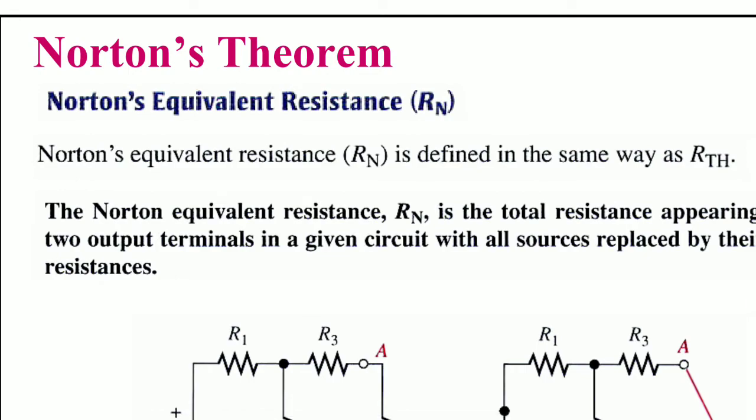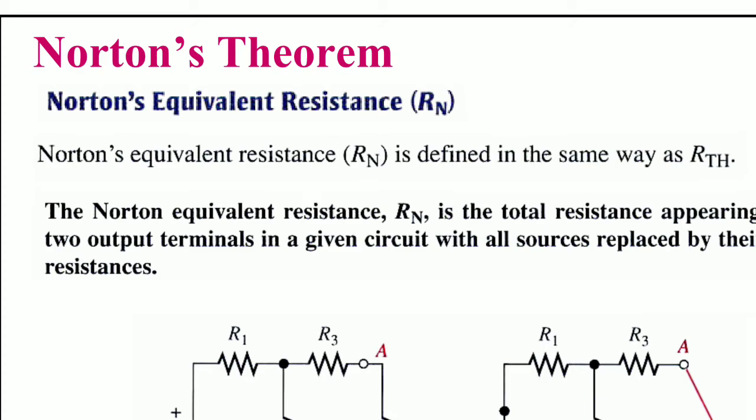Next, Norton's equivalent resistance. How to find the Norton's equivalent resistance? Till now, what we have discussed is only Norton's current, how to determine the Norton's equivalent current. Now let's go for Norton's equivalent resistance Rn. Norton's equivalent resistance Rn is defined in the same way as RTH.